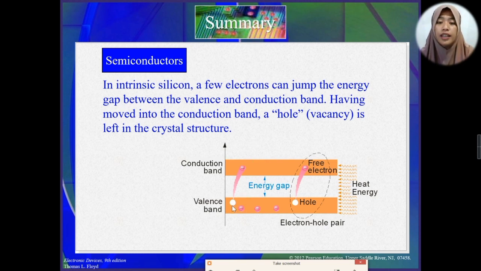So, this is our vacancy left. This vacancy left is what we call a hole. Then, the electrons that left from the valence band to the conduction band, we call them free electrons, also known as conduction electrons. So, the process is continuous. Again, when the electrons from the valence band get additional energy, they will leave from the valence band to the conduction band. So, we have one vacancy left, a hole, which together we call an electron-hole pair.